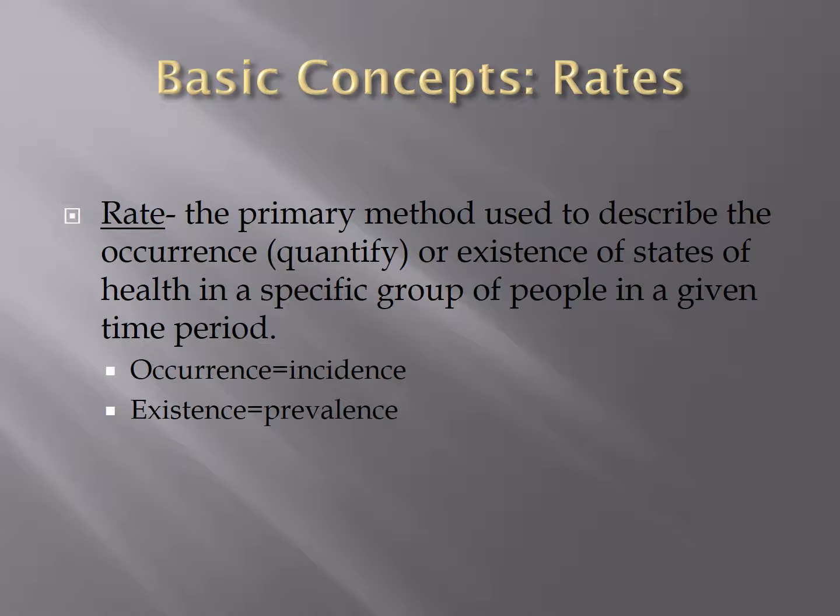The term rate is defined on the slide as the primary method used to describe an occurrence or existence of a state of health in a specific group of people in a given time period. Rates can quantify the occurrence, or incidence, or they can quantify the existence, or prevalence, of states of health and illness. Please know these terms from Chapter 7 of your textbook.